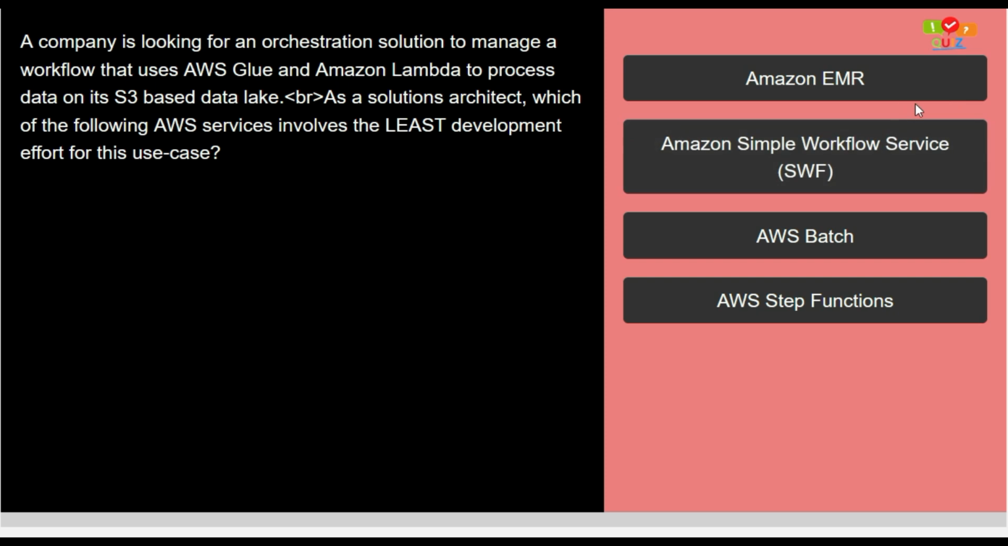So you have 4 options. This is option 1, EMR. This is option 2, SWF. This is your option 3, which is AWS Batch, and option 4 is this one. Okay. Now you have 10 seconds. Your time starts now.